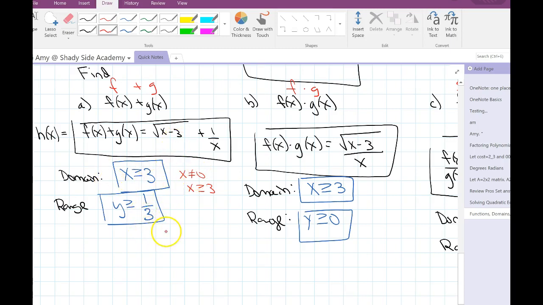This range was really interesting. If x can only be 3 or greater, let's think about this. That means the square root of something, this portion, is only going to be 0 or positive. When x equals 3, this is 0. When x equals 4, it's 1, and so on and so forth.